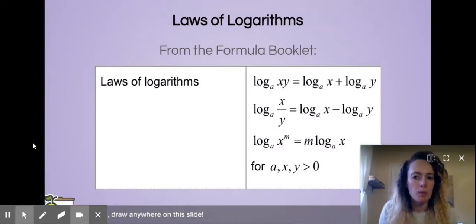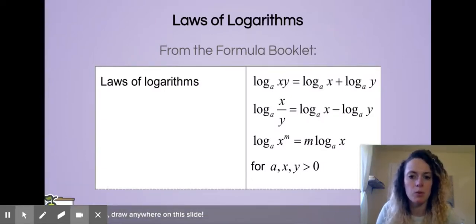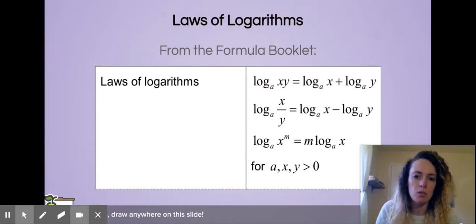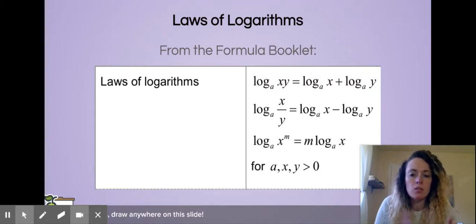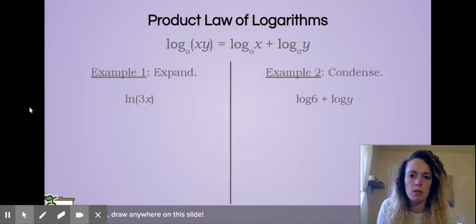So these are all the properties or the laws that we're going to go through today. We're going to go through each one separately, but before we do that, these are all in the formula booklet that IB gives you. So you don't have to worry about memorizing any of them. They are given to you in that formula booklet. And we're going to start with this first one, which is the product law of logarithms.